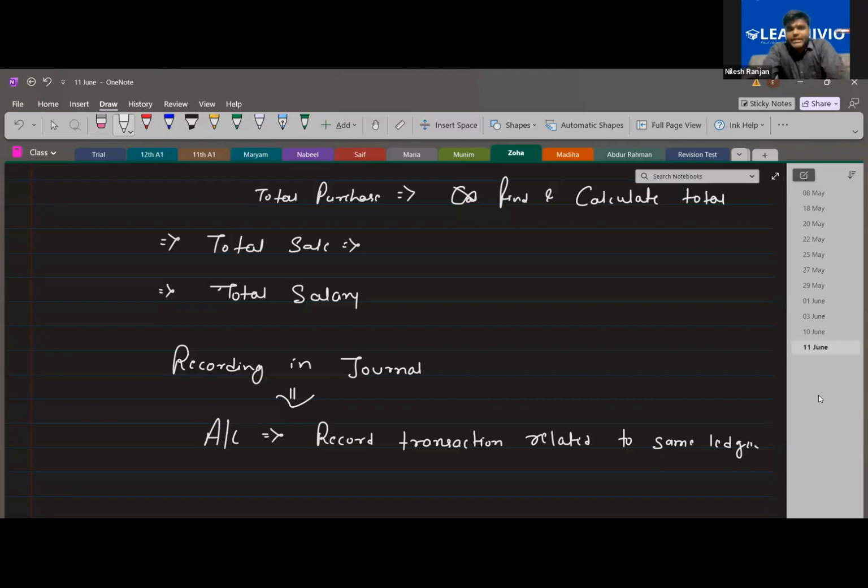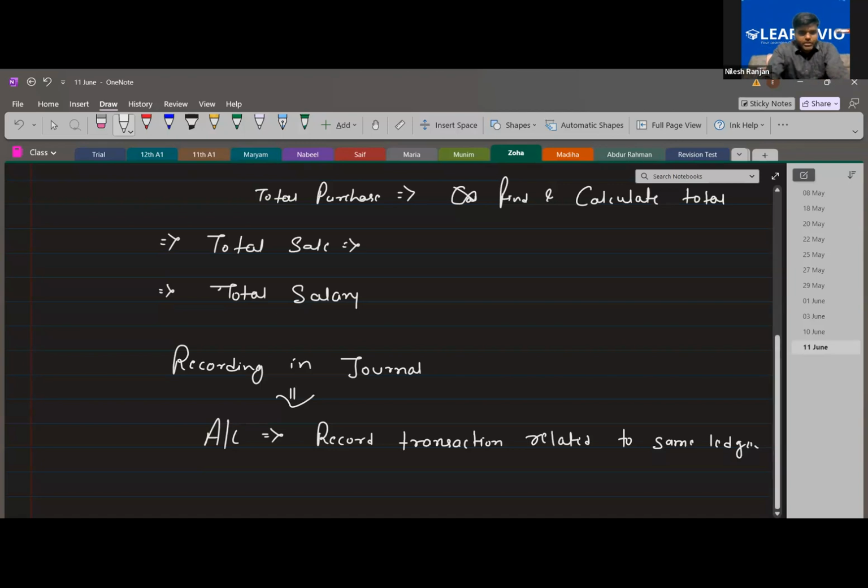So after recording in the journal, we take all the transactions and separate them. All the purchases will be written on one page, all the sales on one page, all the salary, all the expenses, any amount payable to someone, each is written on a single page. So that is what happens in ledger. Is this clear? Yeah, it's clear.